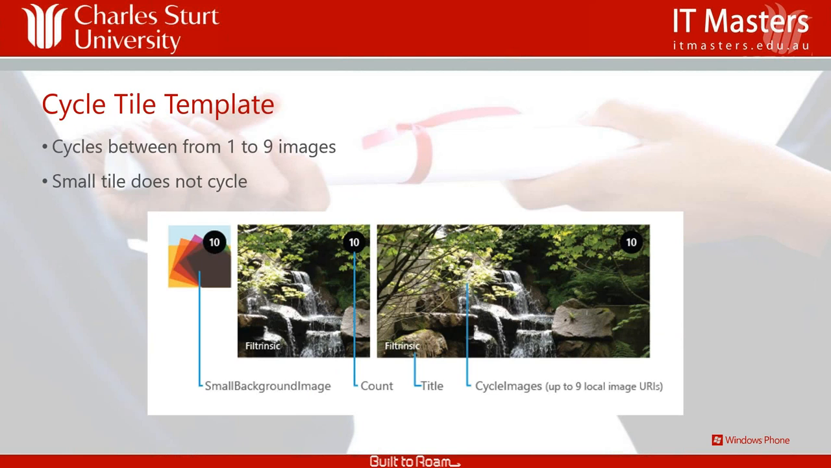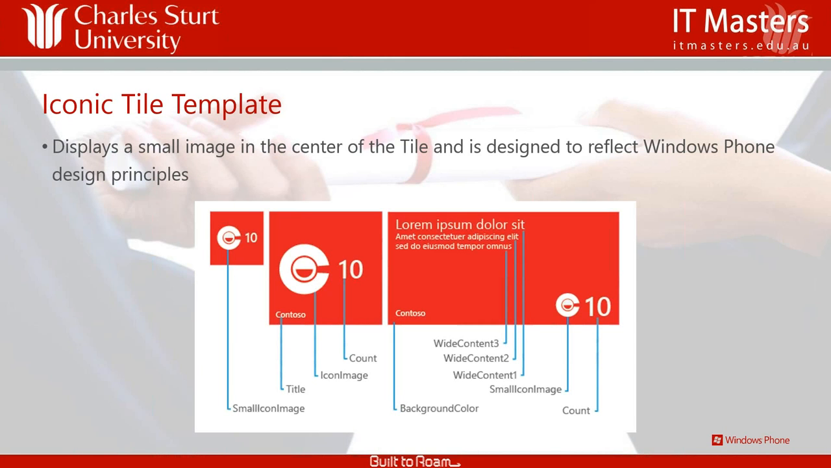The cyclic template, as I mentioned before, takes up to 9 images, and then again you specify these as the properties for the tile. The iconic tile template, same deal. You've got the count, you've got the title, but now you've got the iconic image and the small iconic image, and you've got these properties wide content 3, 2, and 1 that get set as part of the wide tile format to display more information about your application.